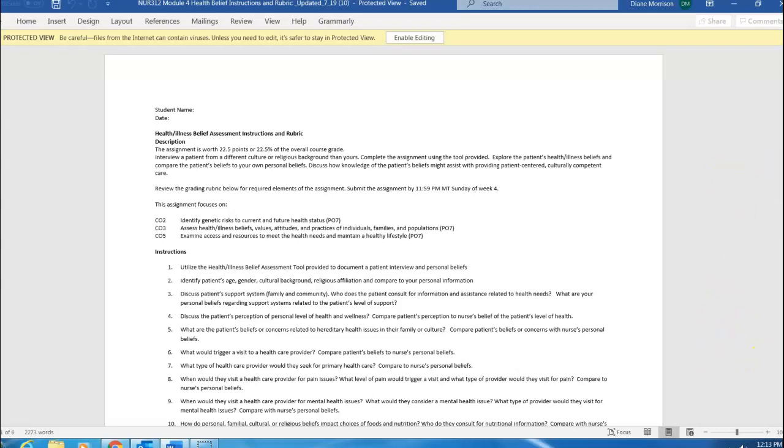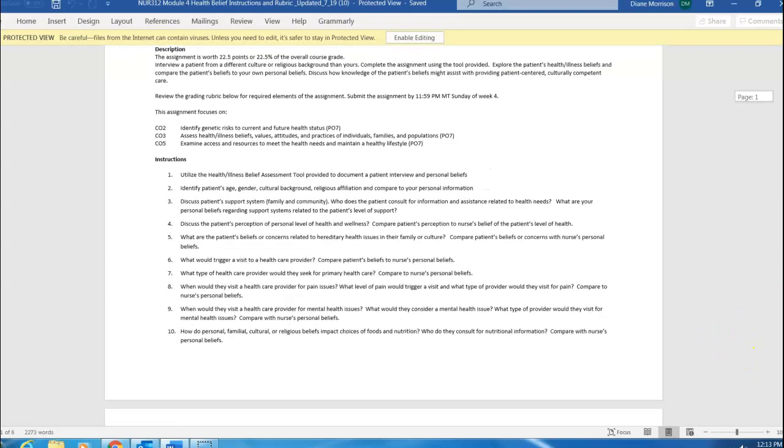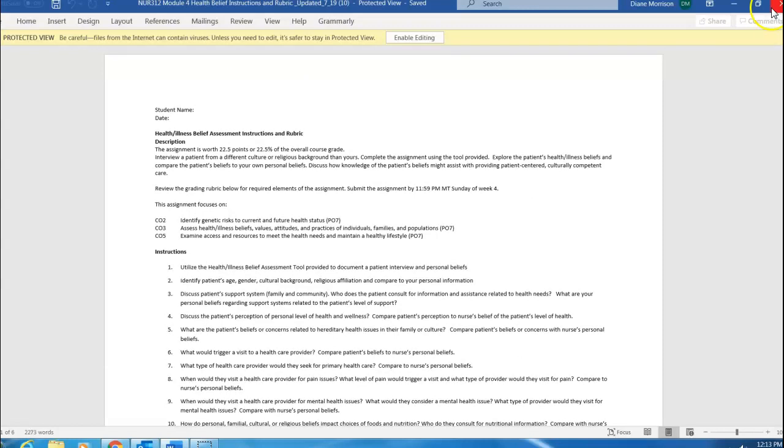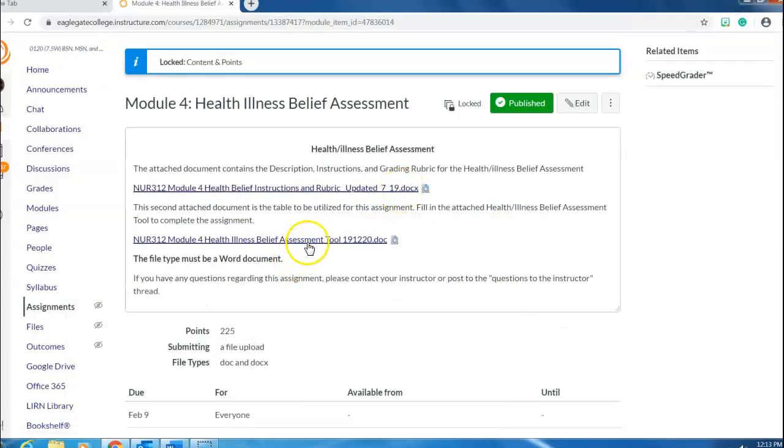And you will go through each one of the criteria. The first criteria you look at, you will identify the patient's age, gender, cultural background, religious affiliation. And then in the second column, you will compare that to yourself. So before I get too far, let me see if I can bring up that tool so that you can see what I'm talking about, and then we can go back to the directions.